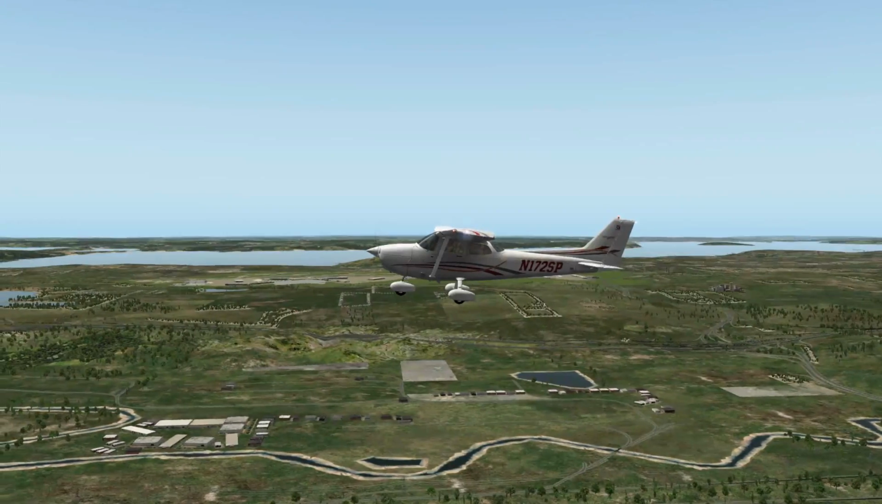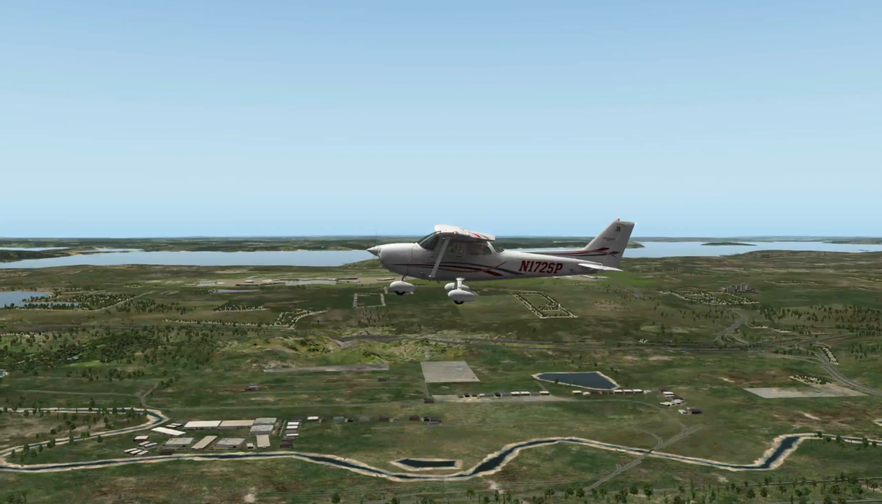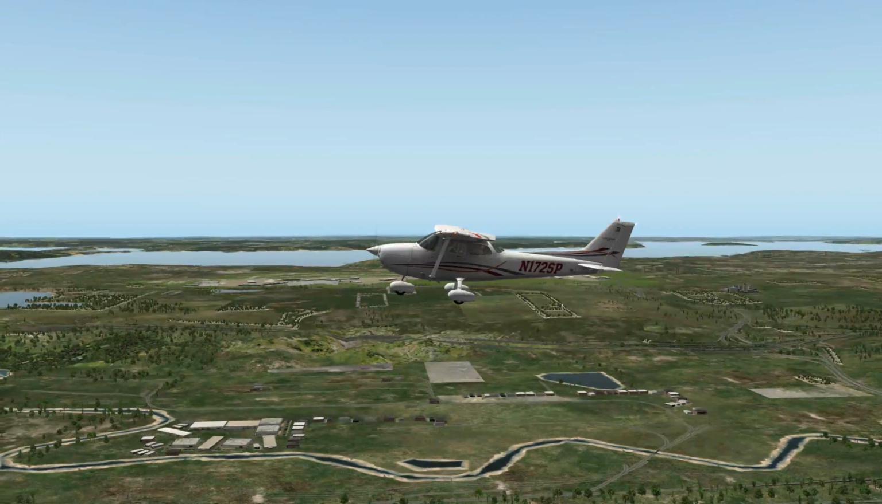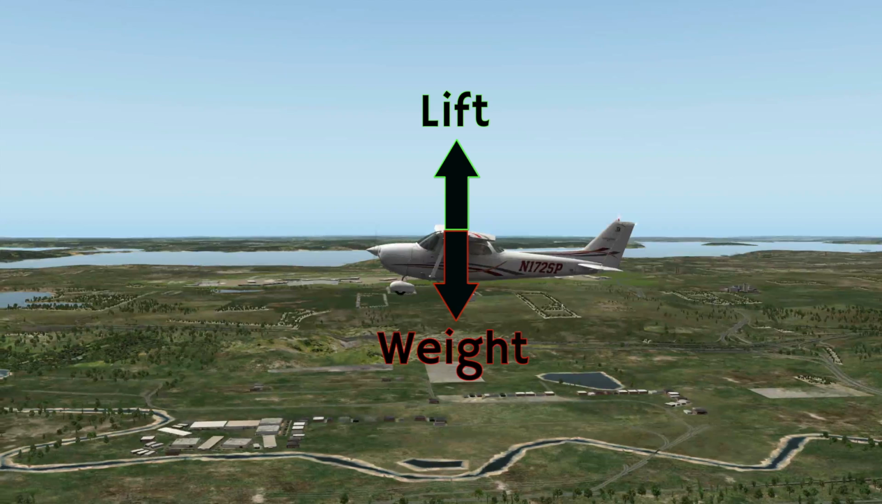Once the aircraft is airborne, we need to replace the reaction force which opposed its weight on the ground with another force, lift. If the lift is equal to the weight, then the aircraft will maintain the same altitude. In order to generate the lift required to balance an aircraft's weight, we must provide it with thrust. This is usually done through the use of a propeller or a jet engine.